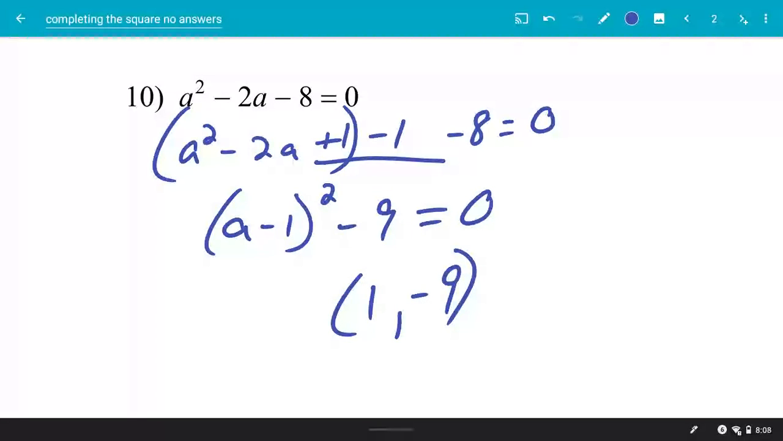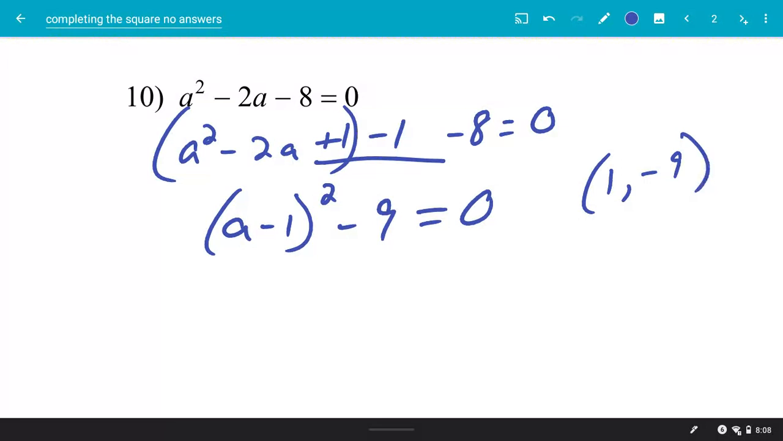Sounds like fun. I'm going to show you one more thing on this last one just to see who's paying attention. All of these I've done so far have been finding the vertex. And I just said the vertex is 1, negative 9. But what if I wanted the solutions, you know, the roots where it crosses? Well, I could then do this. Let's add 9 to both sides. So I now have a minus 1 squared equals 9.